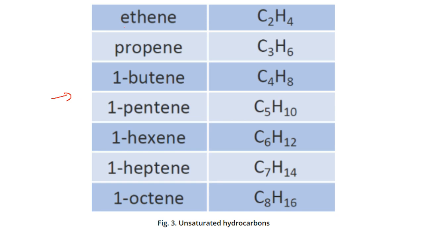See, the names are given like this: ethene, propene, and butene. After that, because this is 5, this is penta, so pentene. 6, hexa, hexene. 7, hepta, heptene. 8, octa, octene.